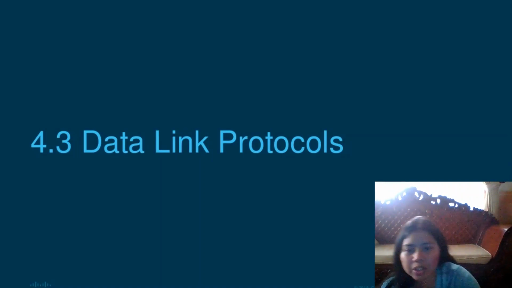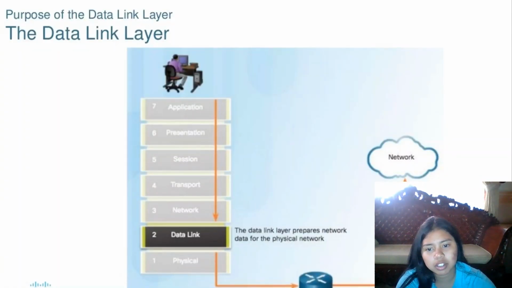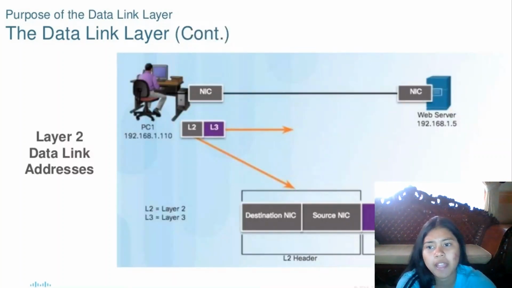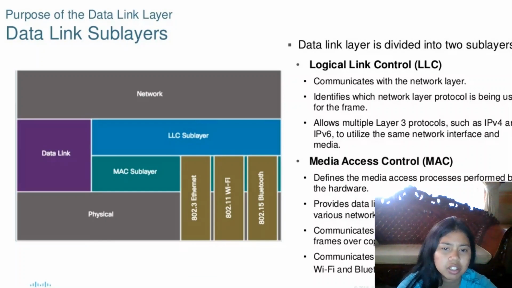So let's proceed to the next topic, the data link protocols. The data link layer prepares network data for the physical network. The data link layer is divided into two sublayers, the logical link control and the media access control. The LLC communicates with the network layer, while the MAC defines the media access process performed by the hardware.